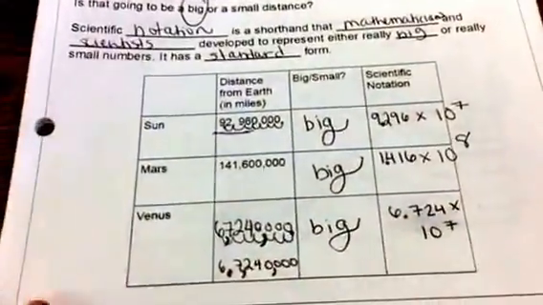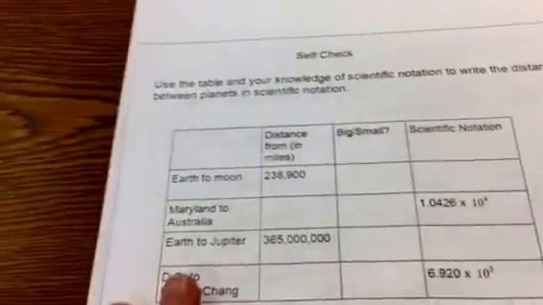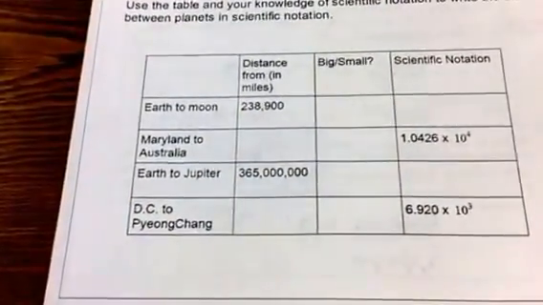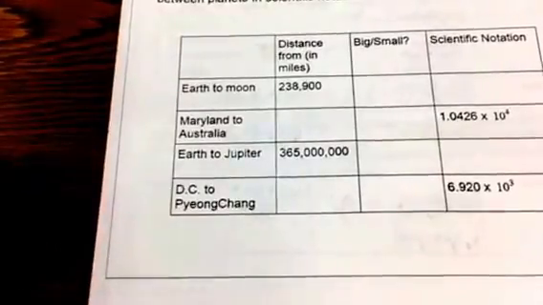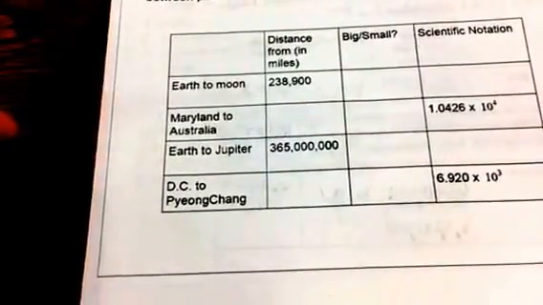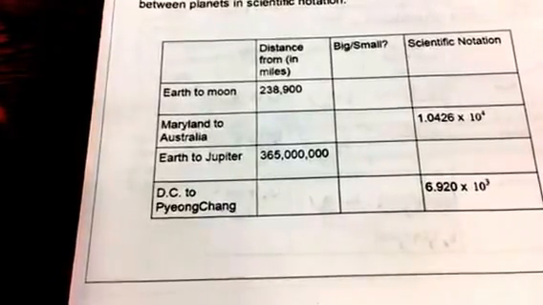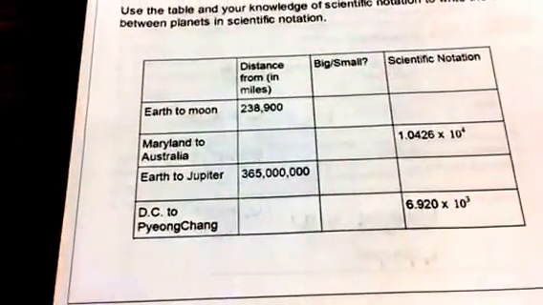Okay, so I hope that was helpful, and if you want to watch the video again, you can. Otherwise, you can get started on the self-check, which has you practicing these ideas, again, using these really large distances. Earth to the moon, Earth to Jupiter, Maryland to Australia, DC to Pyeongchang, that's where the Olympics are right now. So you're getting the idea of how to work back and forth between the big numbers and the scientific notation.